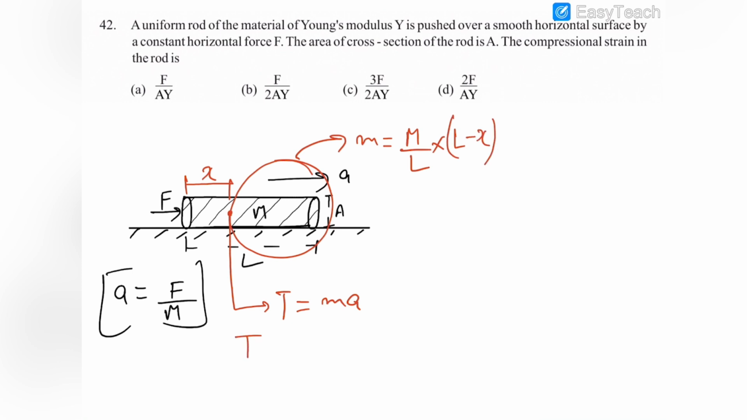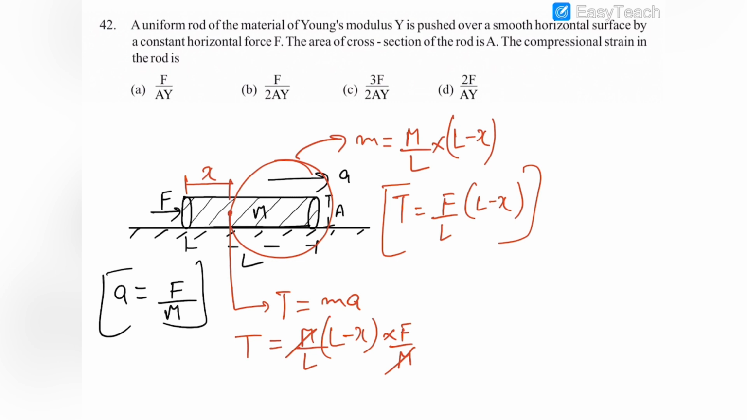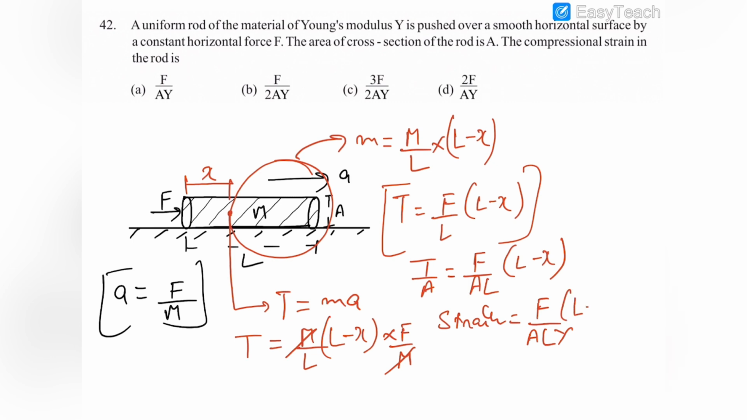So T will be equal to m by L into L minus x into A, which is F by m. So T will be equal to F by L into L minus x. Now this is tension, and the stress developed will be T by A, which is F by AL into L minus x, and the strain will be equal to stress upon Young's modulus. So stress is F upon AL, and gamma is the Young's modulus, and this is L minus x.